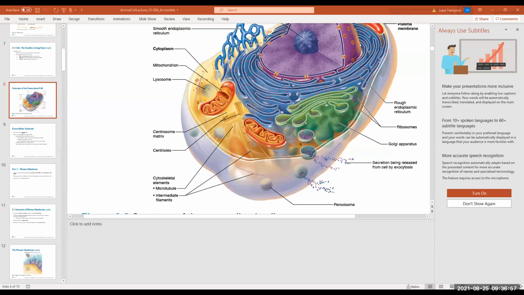So keep an eye out for this. Now, the phases, interphase, cellular quiescence. Quiescence means that it's quietly living, it's minding its own business.